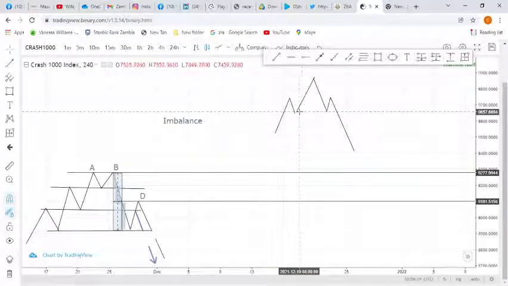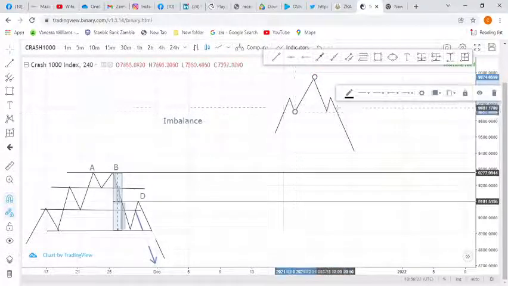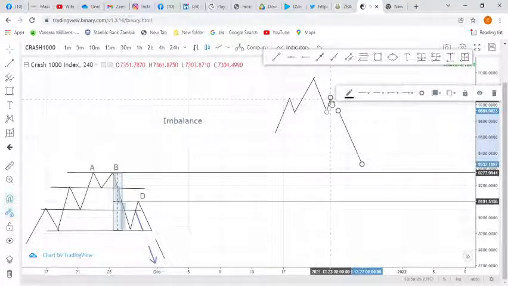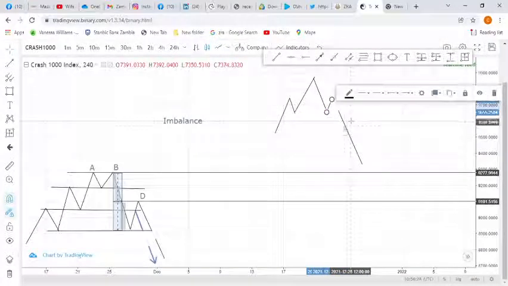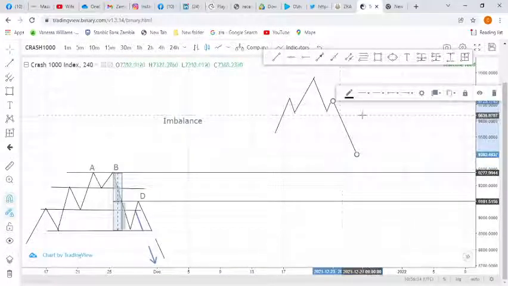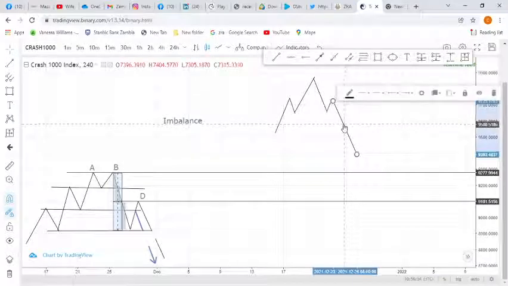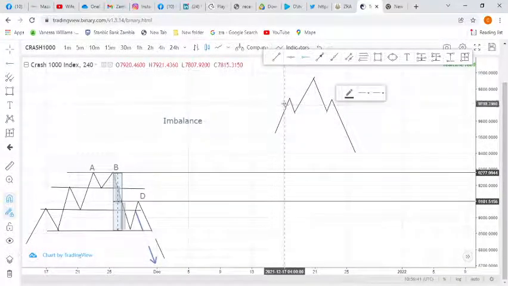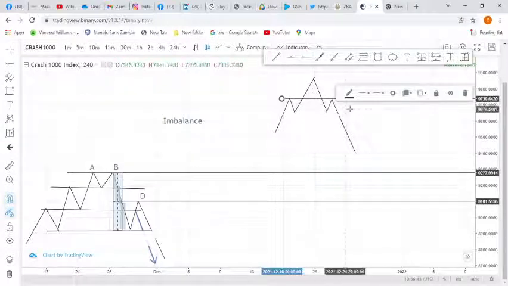A flip zone looks something like this. Yeah, just like that. Something like that. So this is a flip zone.